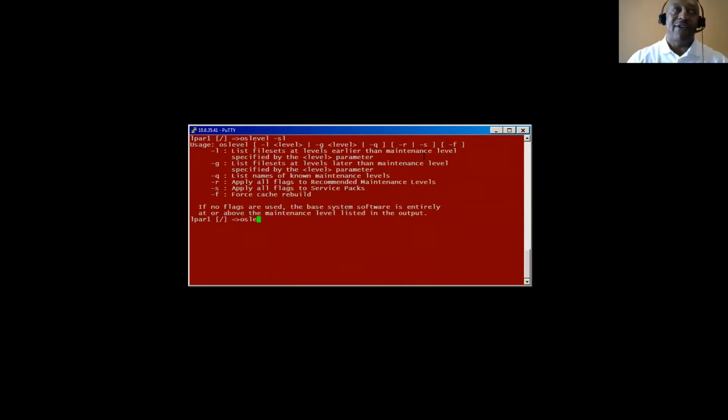And some of you have probably run these commands before. The OS level command displays for you your particular level of OS that you're at right now, like 7.1.0 for us. And there are, of course, different flags you can use with that also. So again, please feel free to utilize these commands within your environments.